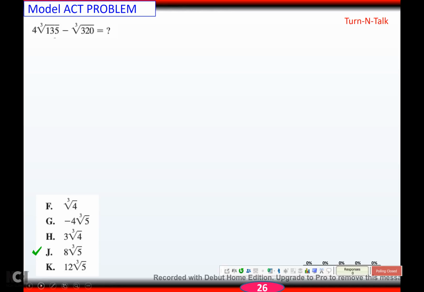Alright, so we can't combine those. In adding and subtracting radicals, the index has to match and the radicand has to match, or you cannot add or subtract them. So you've got to break these radicals down.